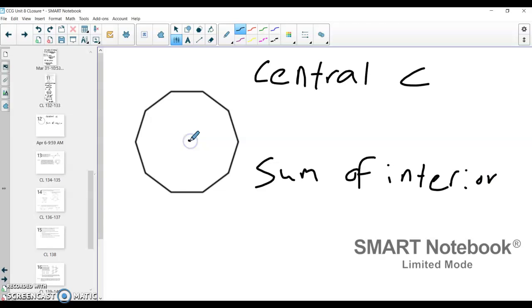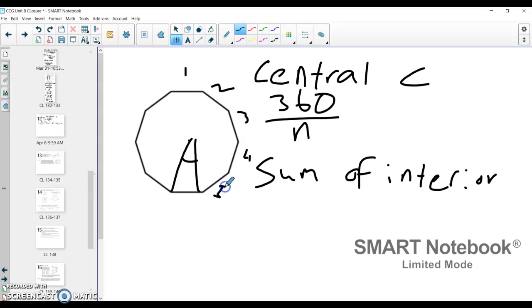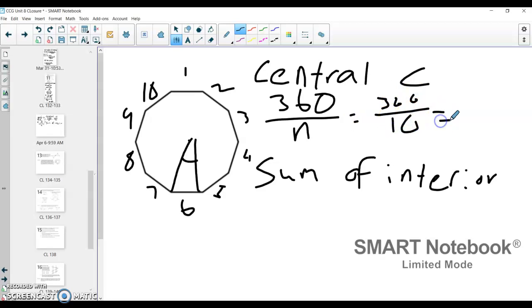For central angle, remember, it is this angle here in the middle. To find that central angle, you need to take 360 and divide it by n, your number of sides. If I'm looking at this shape here, it has 1, 2, 3, 4, 5, 6, 7, 8, 9, 10. It's got 10 sides, and it doesn't matter if it's regular or irregular. So 360 divided by 10 gives me that the central angle is 36 degrees.